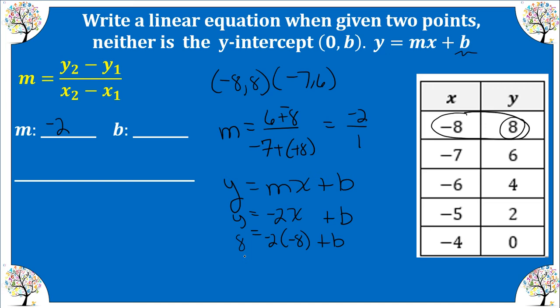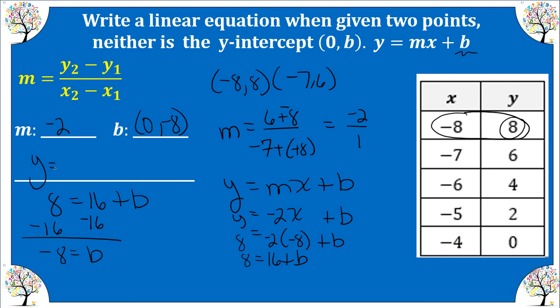And now we're going to do the math. We're going to solve for b. So this is 8 equals -2 times -8 is 16. So let me bring this up here. We need to get b isolated, so we subtract 16 from both sides. And b is -8. So 0, -8 is the y-intercept. We put that together, y equals -2 times x minus 8.